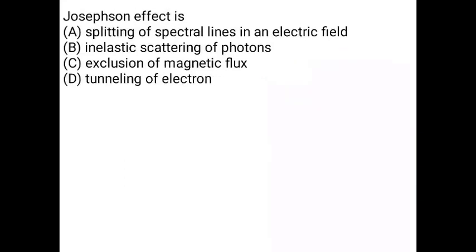Josephson effect is tunneling of electron. Josephson effect can be defined as the flow of electric current between two pieces of superconducting material separated by a thin layer of insulating material. Flow of electric current means it is the tunneling of electron. Therefore, option D is correct.